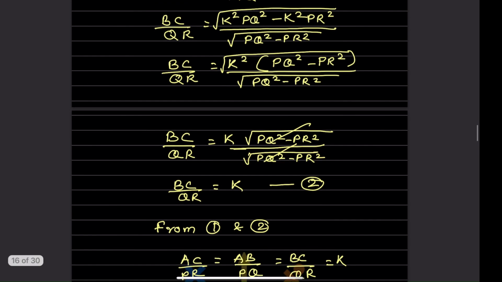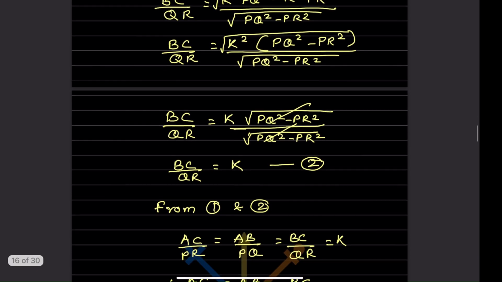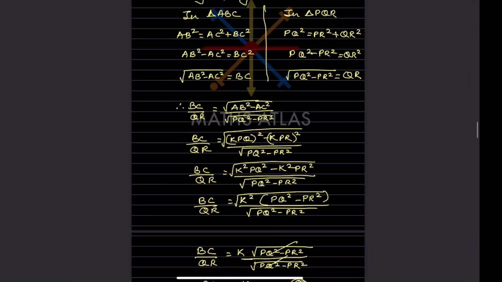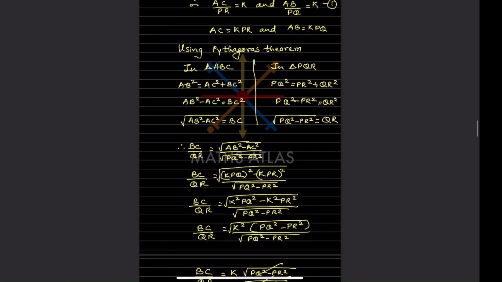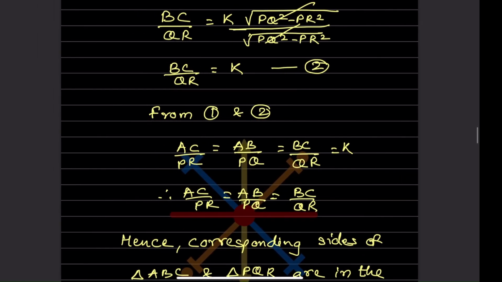So now what we can see, these both are the same. So we can cancel this one. So we can write this as k. Let us consider this as equation number 2. What was equation number 1? Was this one, and equation number 2 is this one. So from 1 and 2, when you compare these two, AC by PR is K, and AC by PR is equal to AB by PQ, which is BC by QR, which is K. So all three you are going to bring together.